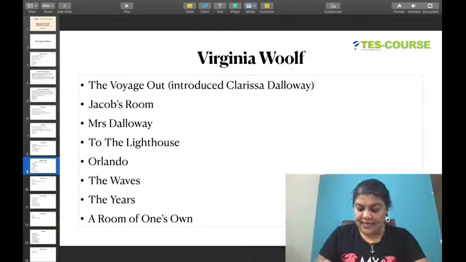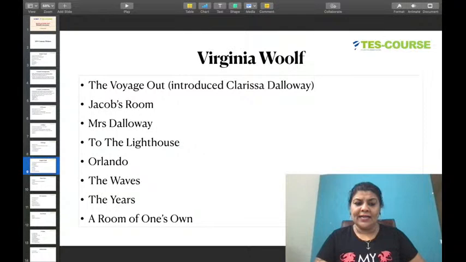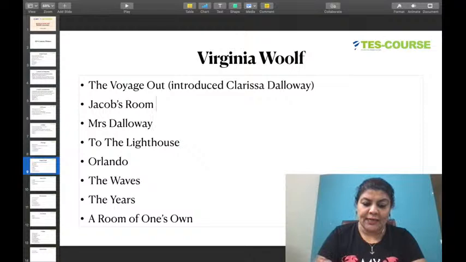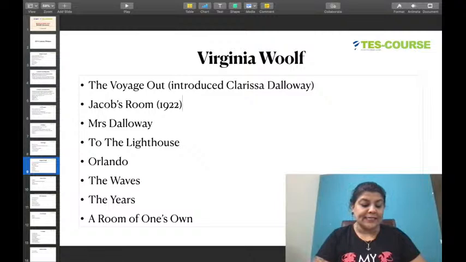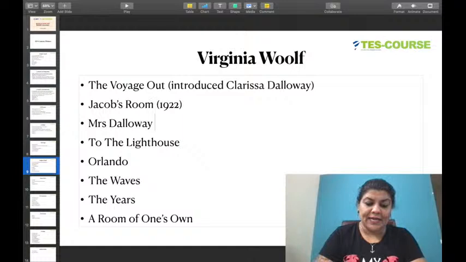And after that, she wrote Night and Day. These are all early novels. Her first experimental novel is Jacob's Room. Did you know Jacob's Room came in the same year as The Waste Land and Ulysses? Jacob's Room, 1922, is a modernist novel. Mrs. Dalloway, 1925. In this order, you should study, okay? Then you will remember.